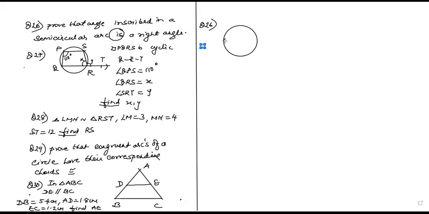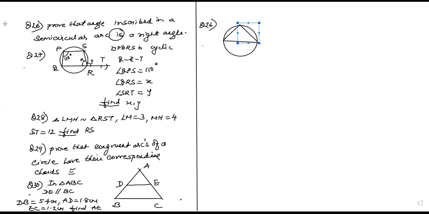Listen, you get the semicircular arc. Suppose this is the diameter. Then above the diameter, you have a semicircular arc. Below the diameter, you have a semicircular arc. Now remember what they say, angle inscribed in a semicircular arc, angle contained in a semicircular arc. So you can see here, this angle is contained in a semicircular arc.